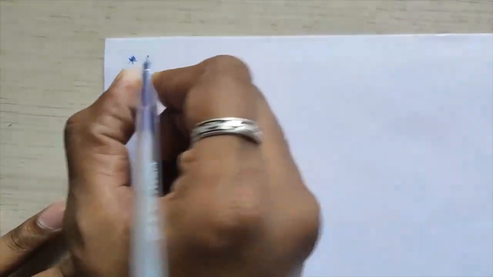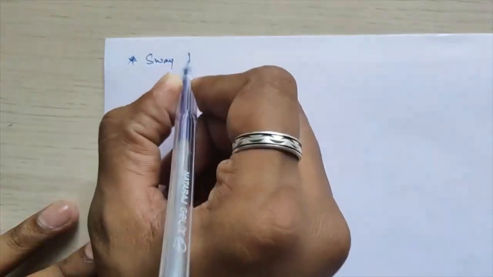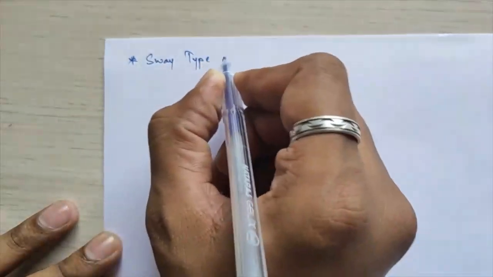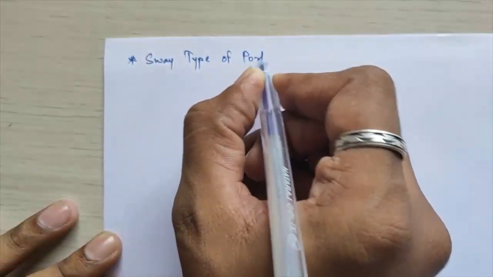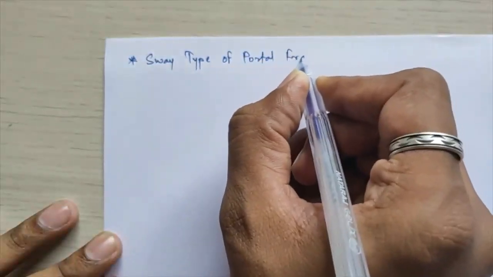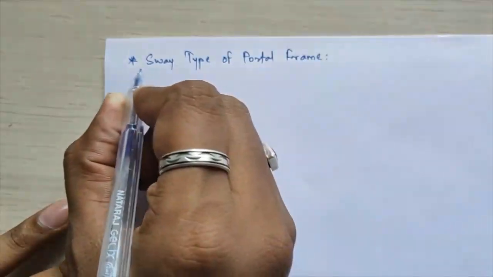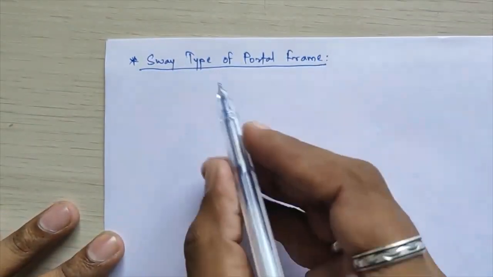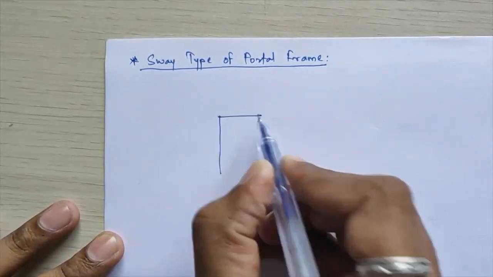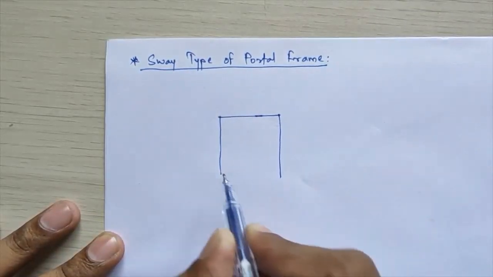Hello friends, today we will continue with our next topic from slope deflection equation, that is sway type of portal frame. What is the meaning of sway type of portal frame? It is when your portal frame is subjected to lateral displacements.